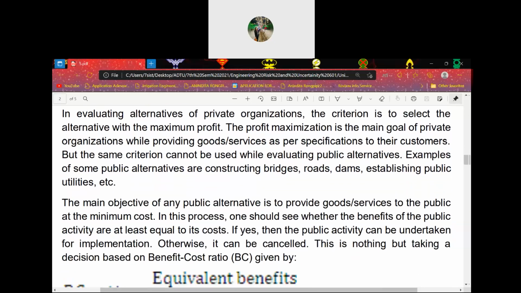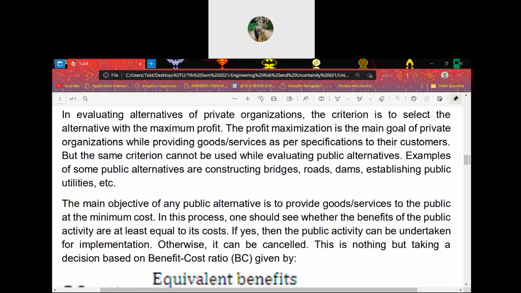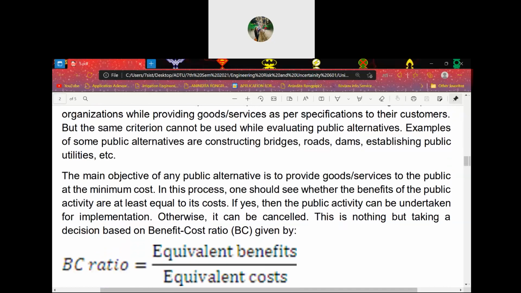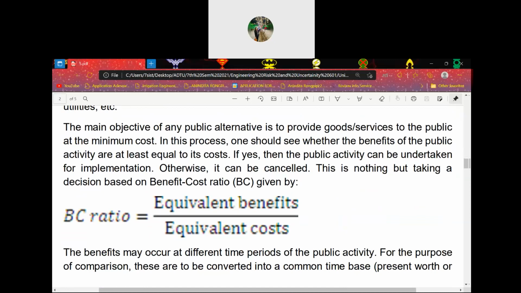The main objective of any public alternative is to provide goods and services to the public at a minimum cost. In this process, one should see whether the benefits of the public activity are at least equal to its cost. If so, then the public activity can be undertaken for implementation. Otherwise, it can be cancelled. This is nothing but taking a decision based on the benefit cost ratio, BC ratio, which is equal to equivalent benefits divided by equivalent costs.